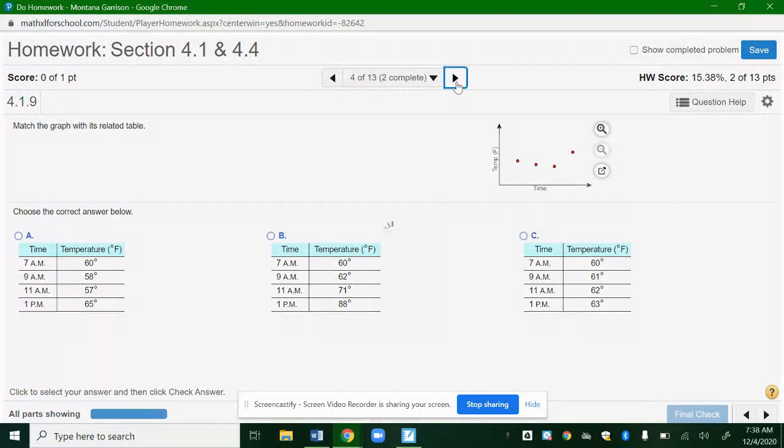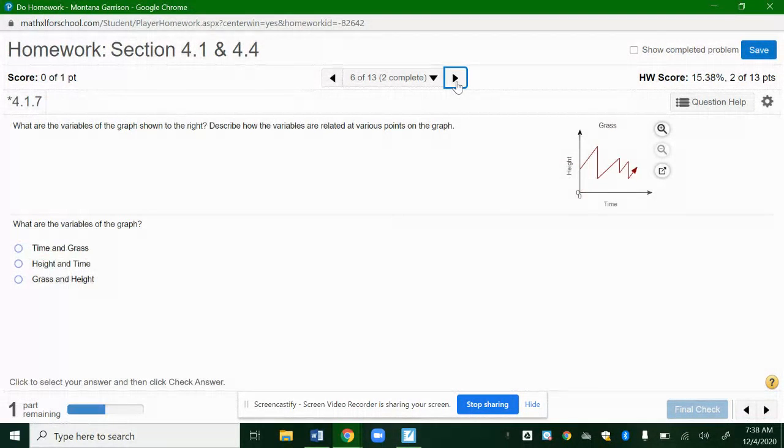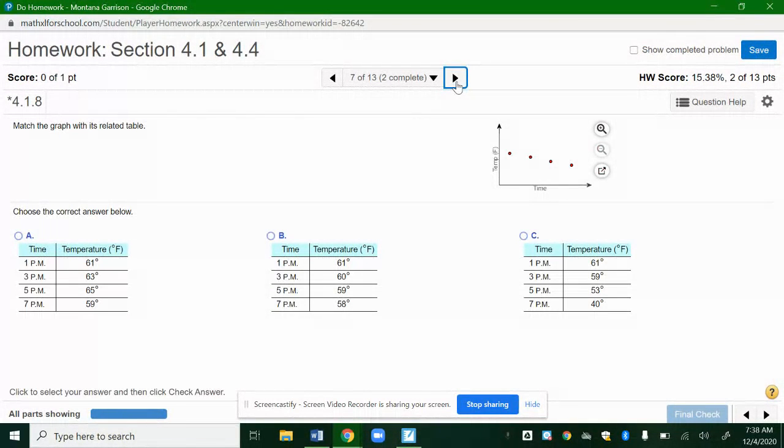Okay, this one I want to talk about. We have a straight line, and it is decreasing. Anytime you have a straight line, it is going to have a constant rate of change, meaning it's going to increase or decrease by the same amount every single time. So this is going to decrease by the same amount every single time. So I'm going to look for the table where the numbers decrease by the same amount every single time.